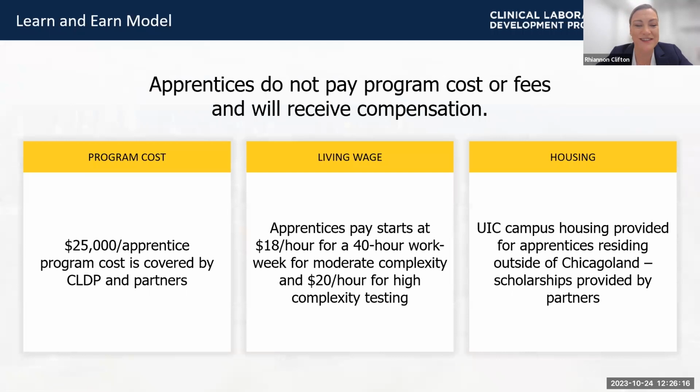Again, the apprentices don't pay for the program cost or fees and will receive compensation. It's about $25,000 per apprentice for the training program and is covered by the program and partners. Pay starts at $18 an hour for moderate complexity and $20 an hour for high complexity testing. And UIC campus housing will be provided for apprentices who have need. They may be outside Chicagoland and not be able to afford temporary housing in Chicago. And so scholarships will be provided by our partners as well. Next slide.